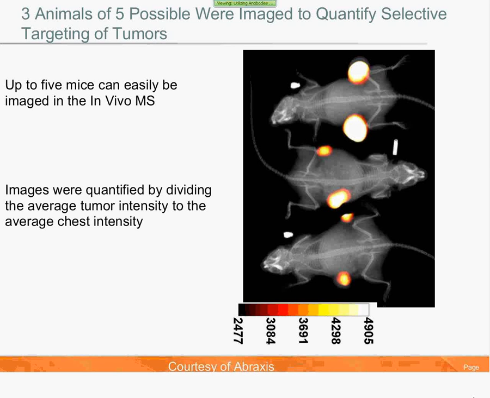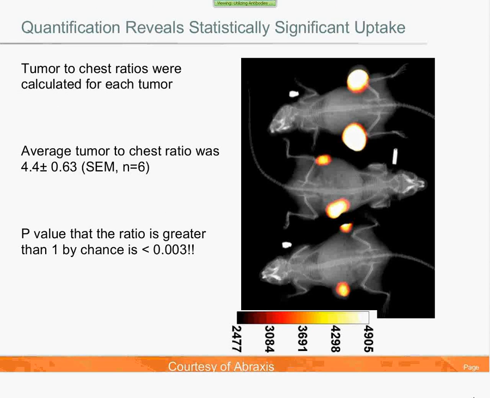One can also readily quantify the fluorescence intensity and then ratio it, which is always a way to look at fluorescence intensity, to, in this case, the chest area as a non-specific target. The software will automatically calculate this ratio and average over all the tumors, and you get a value of 4.4 plus or minus 0.63. And the chance that this was just randomly different from 1 is less than 0.003. So in one simple experiment, they were nicely able to show that you have tight binding and statistically significant binding into this tumor class with this particular potential antibody.